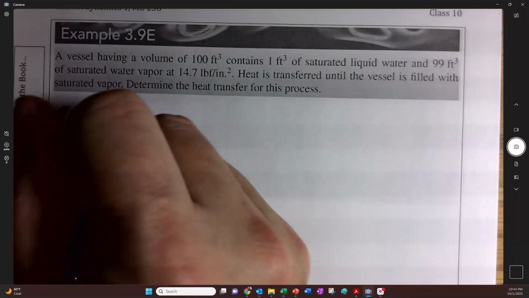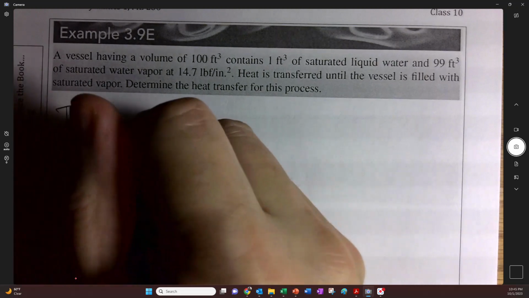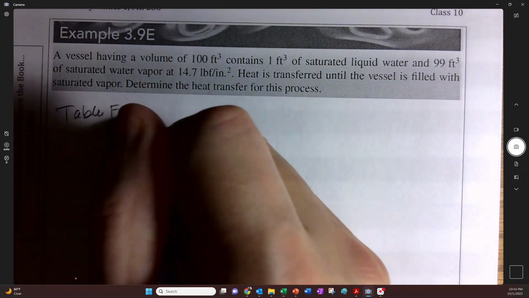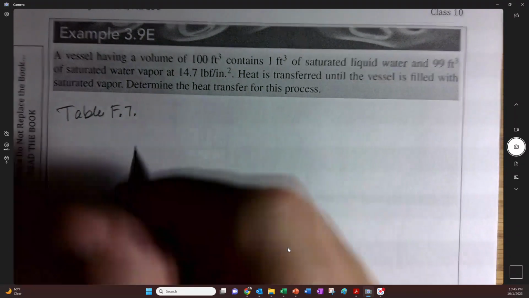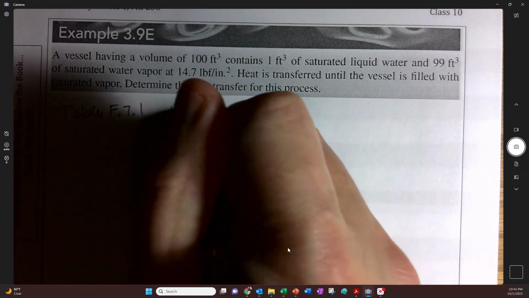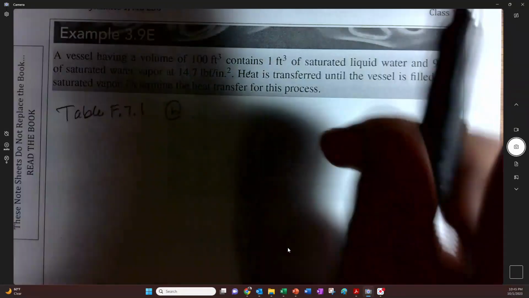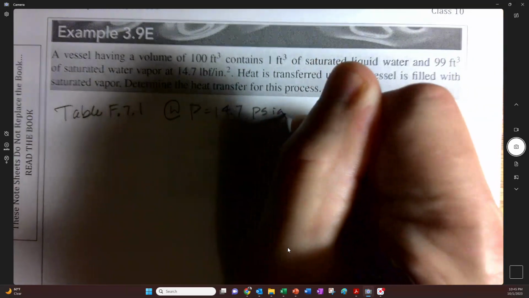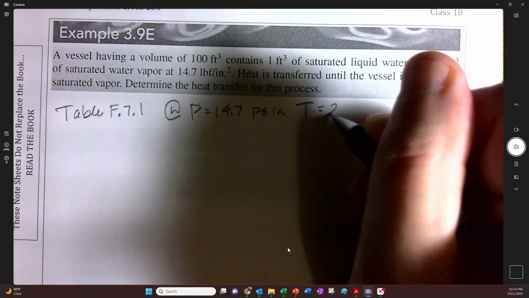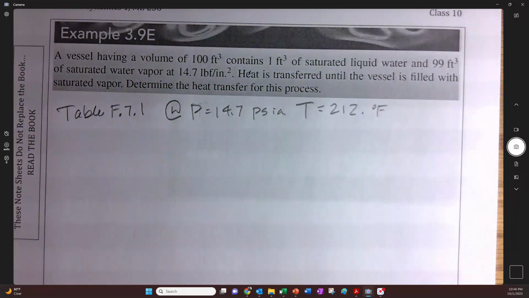We're going to go into the tables, and in the U.S. tables in our book is an F, and I believe F7. So let's take a look, and I think it's actually F7.1 that we're going to look at. We're going to go to P equal to 14.7 psia, but it's actually this temperature indexed one right here, so it's going to be at temperature 212 point something or other Fahrenheit. So let's go and get that information.